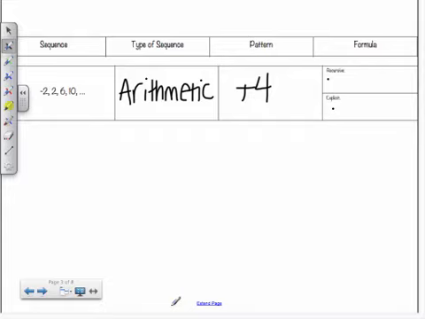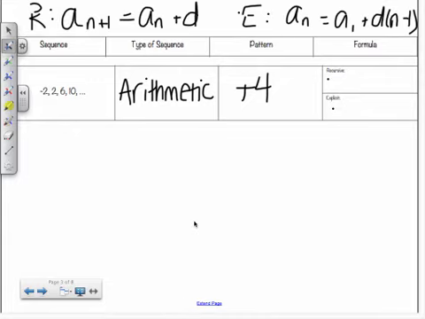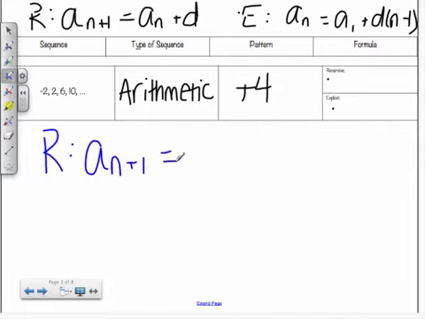But let me remind you that the formula for a recursive sequence is going to be as follows. You can see it right up here at the top of the paper. The formula for the recursive sequence is right here. So a sub n plus 1 equals a sub n plus d. So for my recursive formula, I'm going to say that a sub n plus 1 equals a sub n plus 4 because my common difference is 4. Okay, that's my d value.